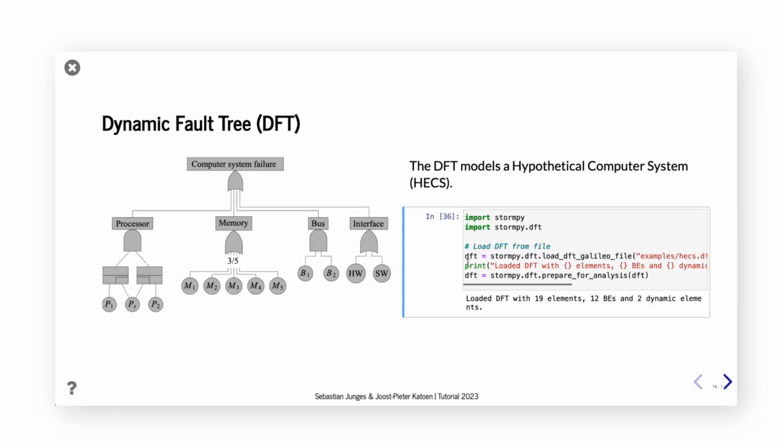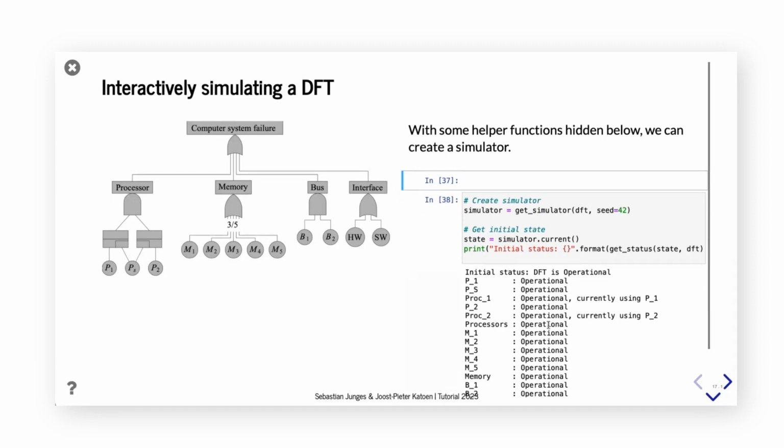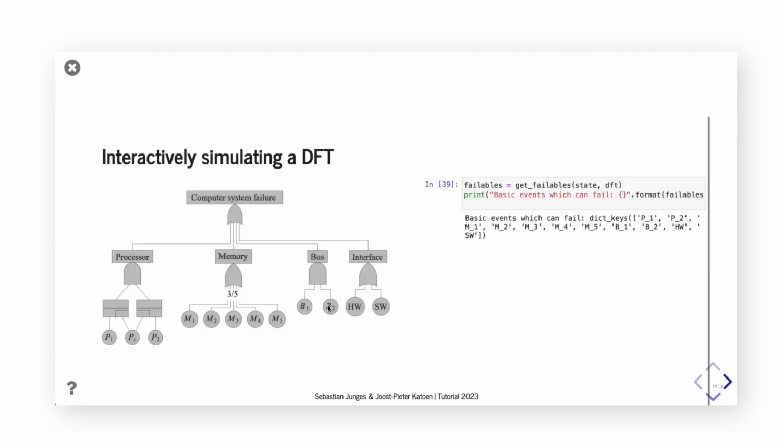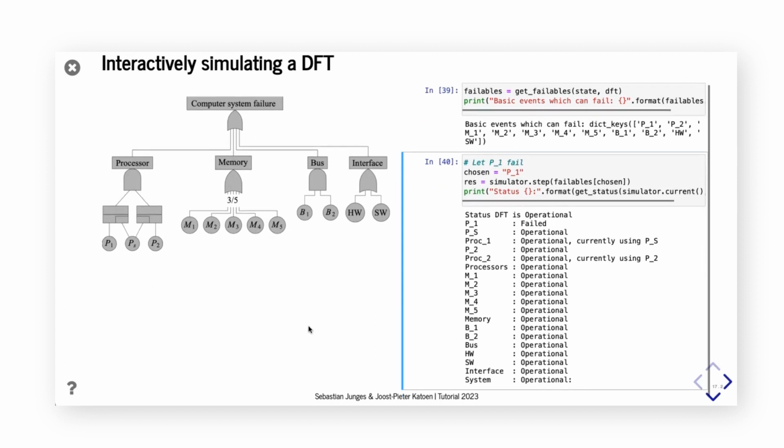Then Joost-Pieter also showed DFTs, and there's a different notebook in your JHub that shows you what to do with dynamic fault trees. I just want to highlight that this notebook contains all the information that Joost-Pieter talked about before. For example, you can use a simulator to really try to understand the semantics of a fault tree. So you have some initial state here for your simulator where everything is operational. And then you can say, let us fail some element P1. Then P1 fails here.